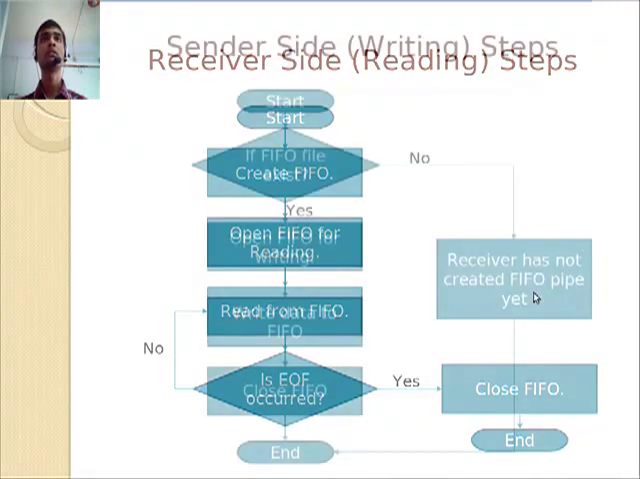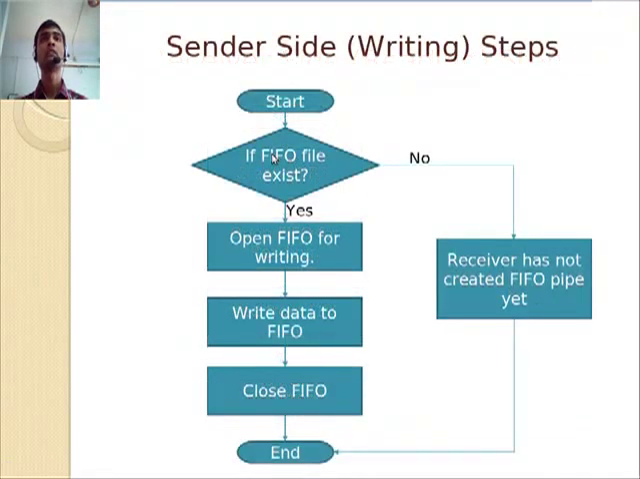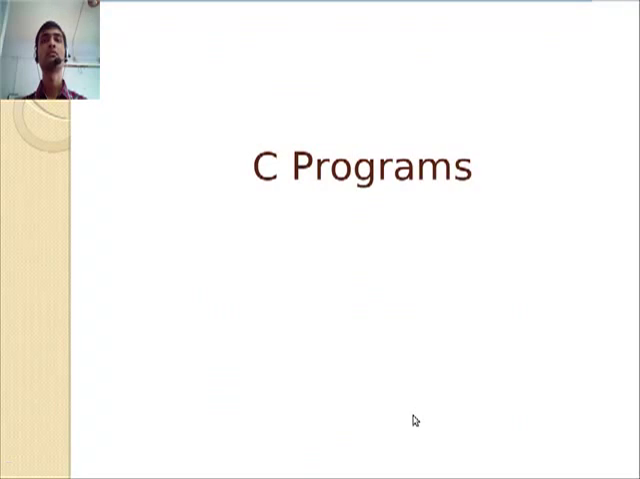On the sender side, we will first check if the FIFO file already exists. If the FIFO file does not exist, this means the receiver has not yet started and has not created the FIFO pipe yet. So terminate the sender process because there is no receiver. If the FIFO file already exists, open the FIFO pipe for writing data. Write whatever data we have to write on the FIFO pipe, close that FIFO pipe, and then terminate the sender side. Okay, let's see the C programs, what we have to do in C programming language.